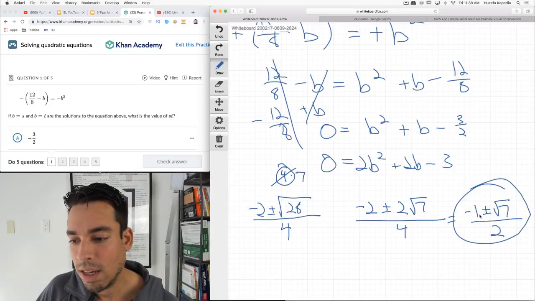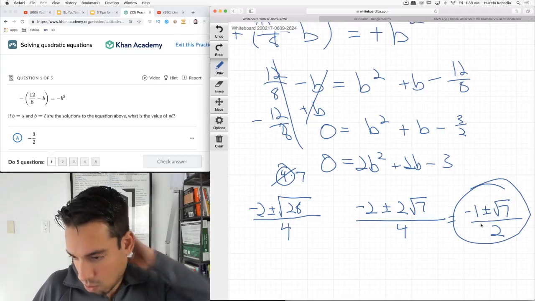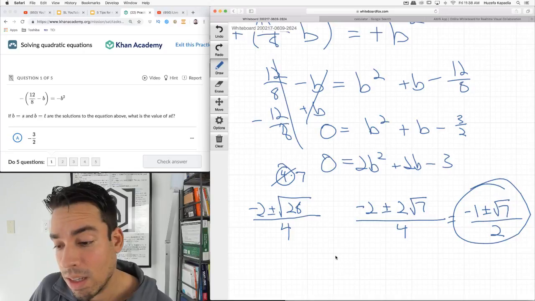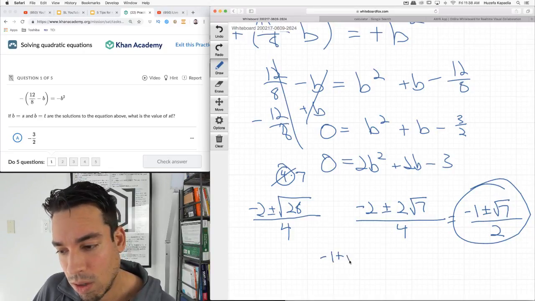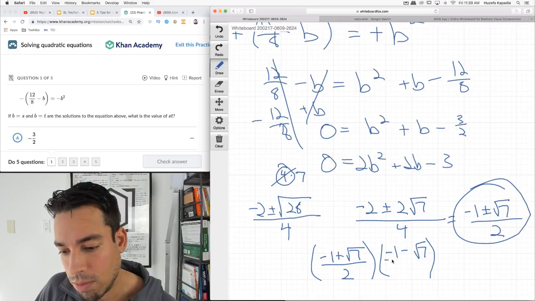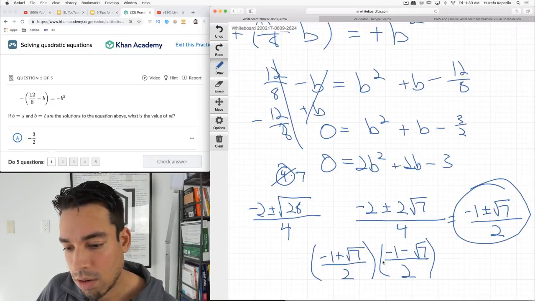Say S is negative 1 plus square root 7 over 2. T is negative 1 minus square root of 7 over 2. And now we have to multiply them together. This is a pretty hard problem. Honestly, never seen anything this hard on the real SAT, but these level 4 problems are usually tougher than what you'll get on the real deal. I'm wondering if there is a shortcut to what I'm doing, but I think this is how you have to do it.